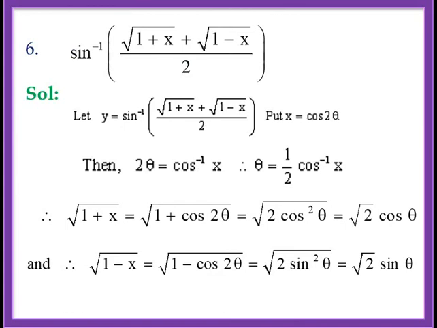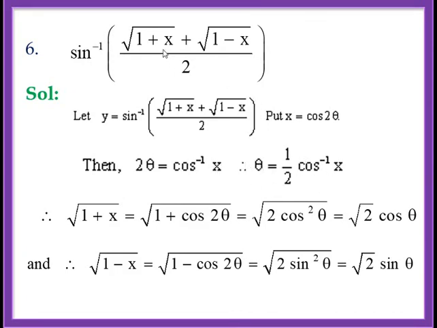Now, next function, sine inverse of root 1 plus x plus root 1 minus x, upon 2. If you remember that table, you will say that, sir, we have to put x equal to cos theta. Yes, that is correct. But here I have written x equal to cos 2 theta. Cos theta will also do, but I have taken cos 2 theta. So what is 2 theta? Cos inverse x. We require this in the last but one step. So theta is half cos inverse x.